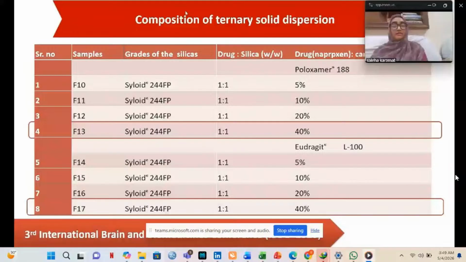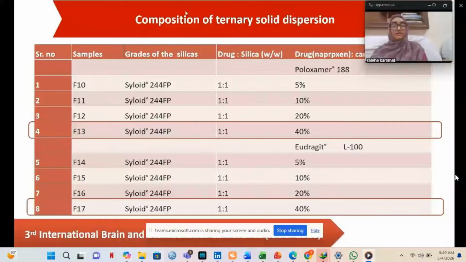Next are the in vitro dissolution studies at pH 1.2. As time passes, the release of the drug in my formulations F1, F13, and F17 is more as compared to the pure drug. In the in vitro dissolution studies at pH 6.8, it also shows that as time passes, the release of drug in formulations F1, F13, and F17 is more than that of the pure drug.